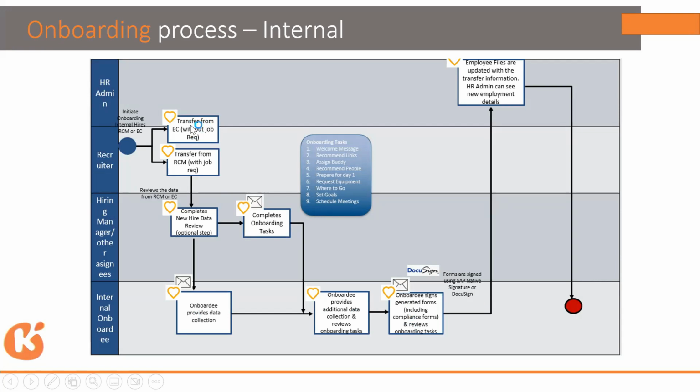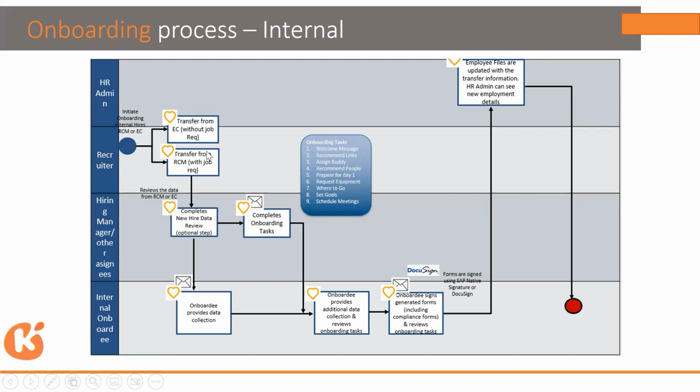So we have an event reason. Based on the promotion event reason, or demotion event reason, or transfer event reason in EC, any changes in the job information will automatically trigger the onboarding. That means it's called crossboarding.